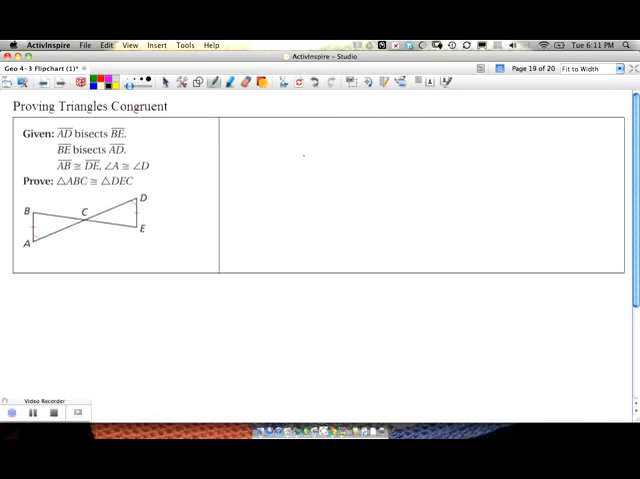Okay, I think we only have one more set of slides here. It's proving triangles congruent. And actually, I'm going to leave this one off. If you do want to check on this one, just come into class and ask about it, or you can check on somebody else's notes.